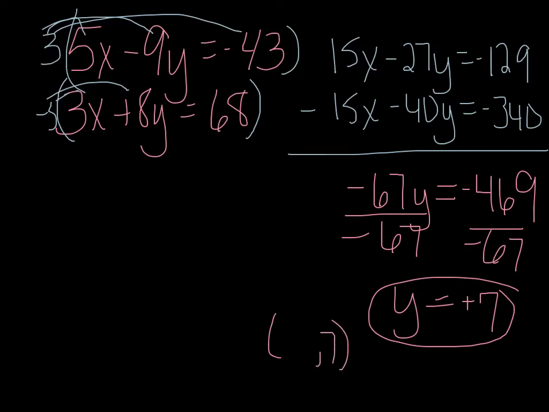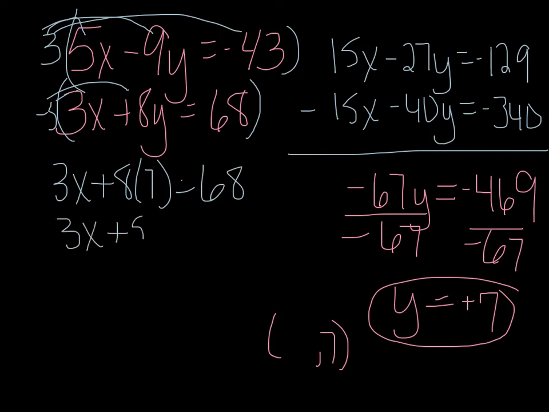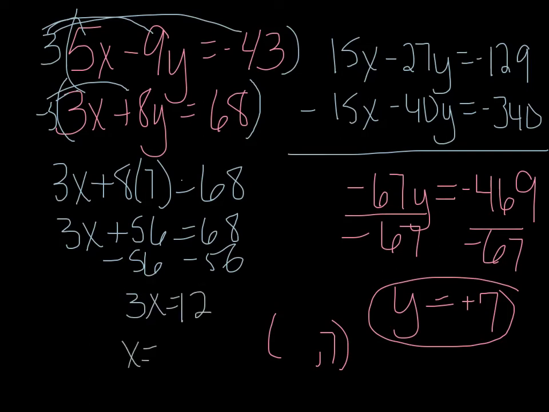Now I want to substitute 7 in for my y's. Doesn't matter, I'm going to go ahead and do the 8, just because I don't have to mess with negatives. So let's rewrite it. We have 3x plus 8y, but instead of the y I'm going to put a 7, equals 68. So 3x, 8 times 7 is 56. Subtract 56. So 3x equals 12, so x equals 4. So my answer is 4, 7.